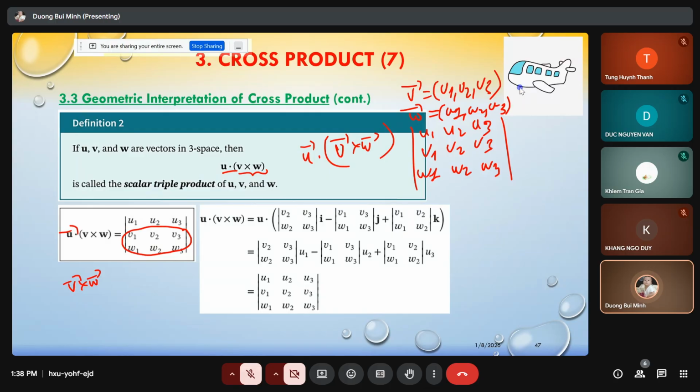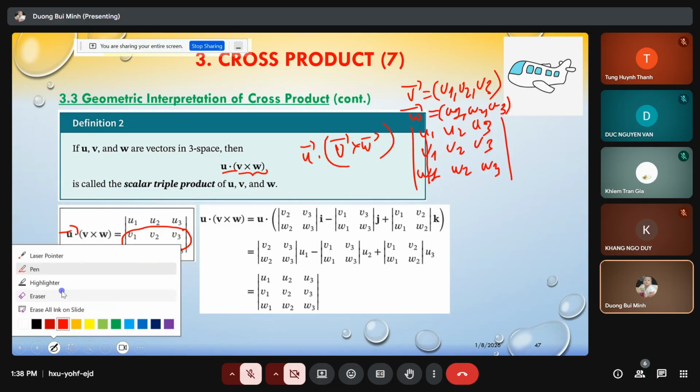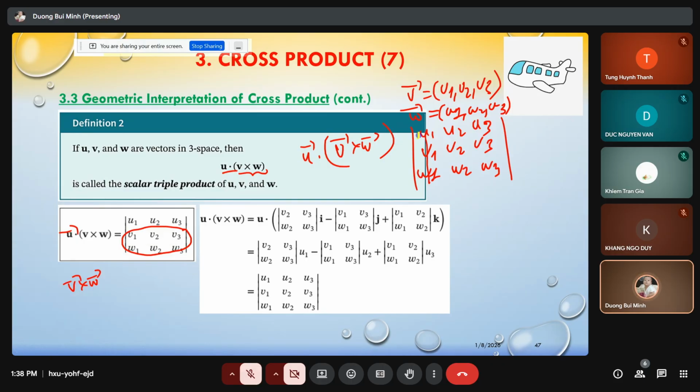So this looks like a determinant, right? If we consider this row and this column, you get u1 times the determinant of v2, v3, w2, w3. And when we consider the second column in the first row, we have minus u2 times its minor, and the first row and the third column, you get u3.